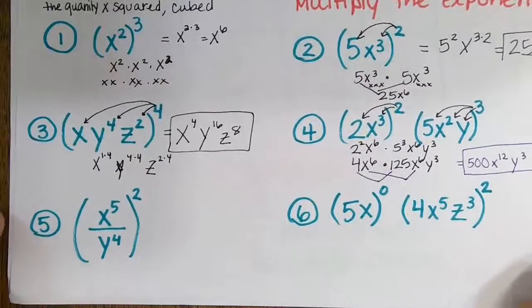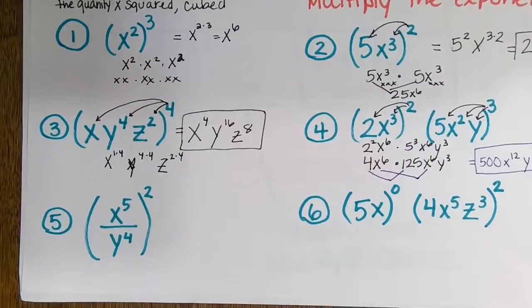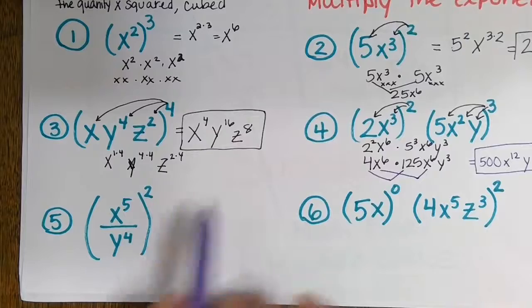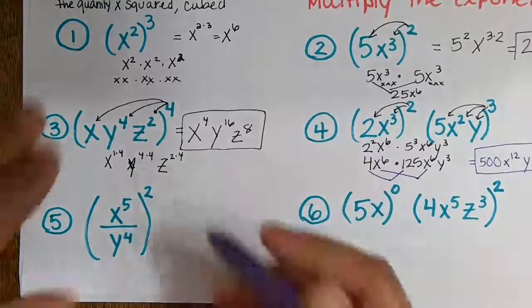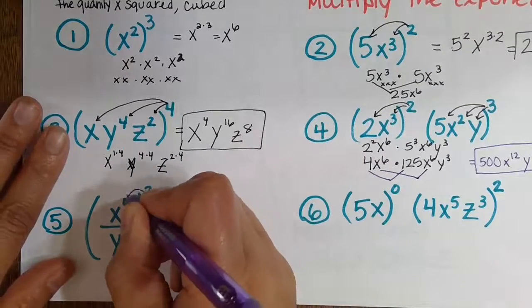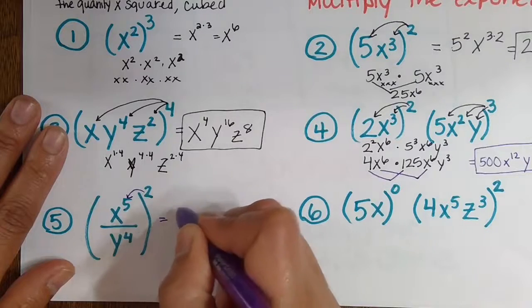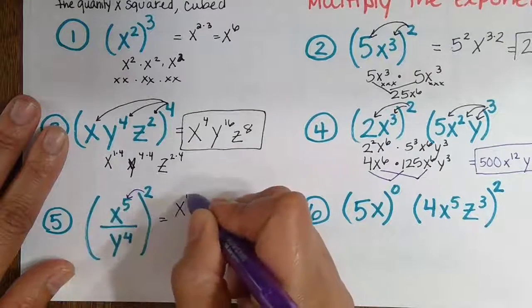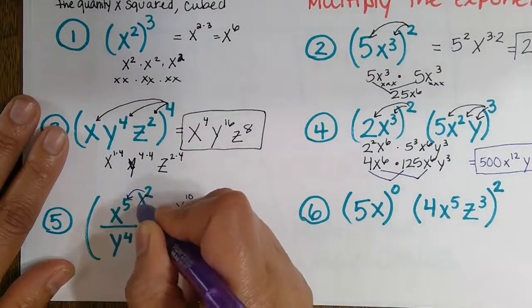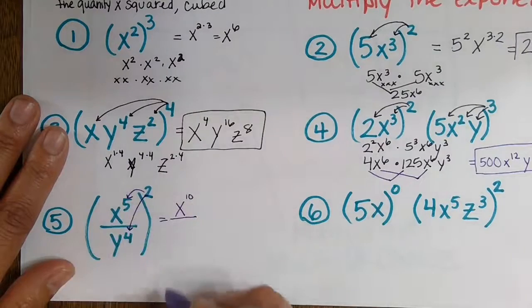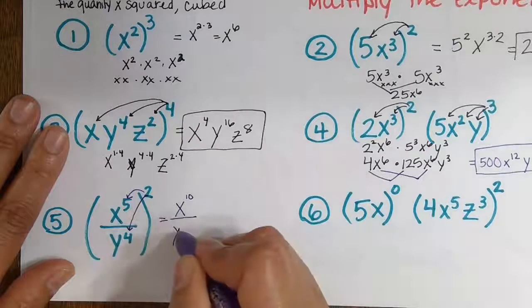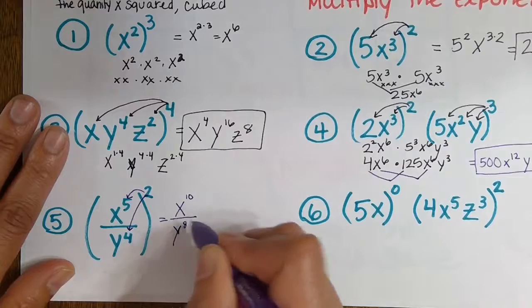Okay, 2 more problems to go. So this is a fraction. It works the exact same way as the other ones. You're going to raise this to x, 5 times 2 is 10. And y, 4 times 2 is 8.